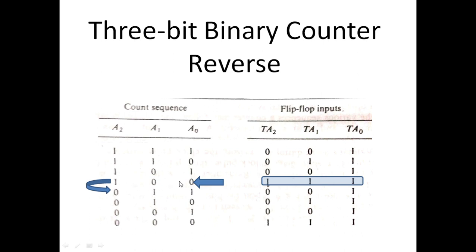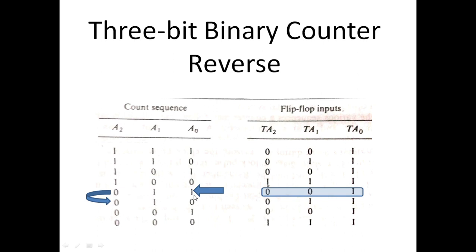We are here and we want to move to this state. So we have to toggle flip-flop 0. We have to toggle flip-flop 1, we have to toggle flip-flop 2. So all the 3 flip-flops should be toggled. That means we have to provide 1, 1, 1 in the T inputs of the flip-flops.